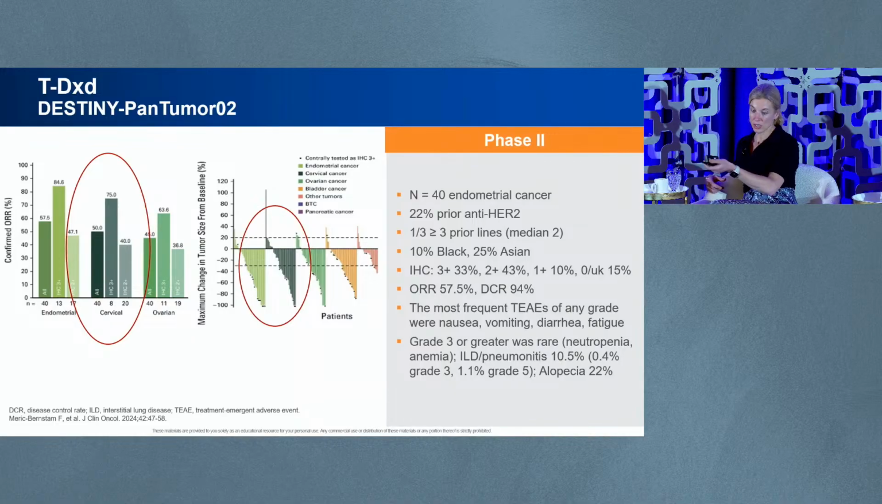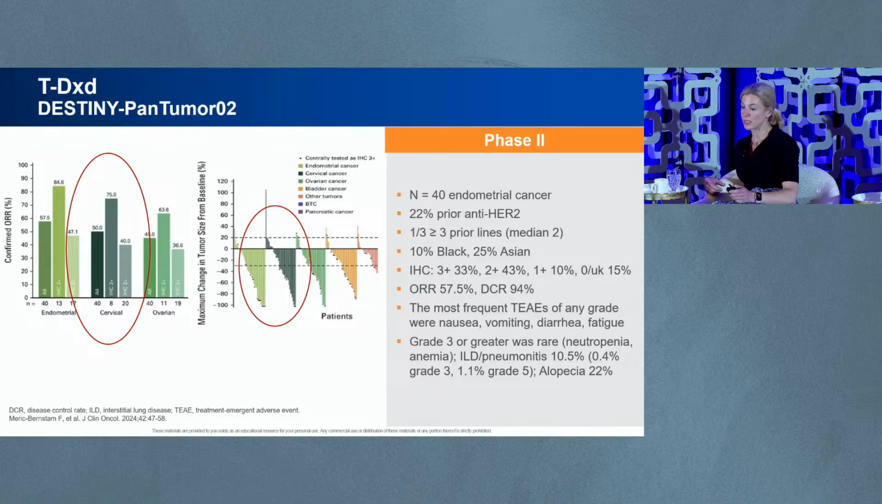The circles have moved over. We need to move them just a little bit to the left. I apologize for that. Cervical is highlighted, but to the left, we see the same graphs that we saw earlier. This was done in only 40 patients with endometrial cancer, so it's a small phase 2 trial here for just the endometrial cancer population.